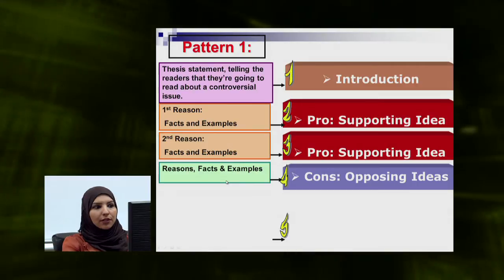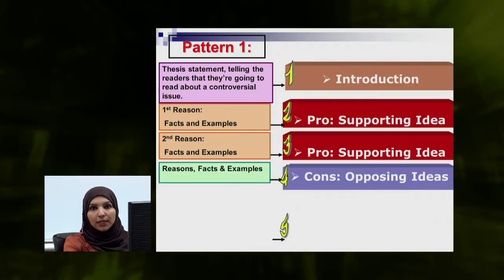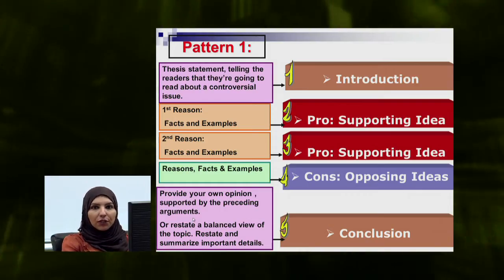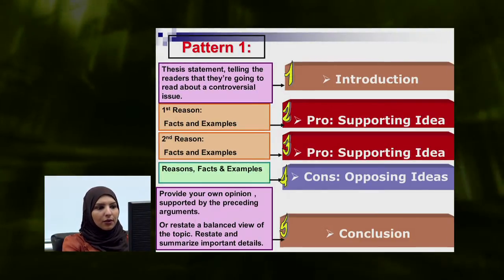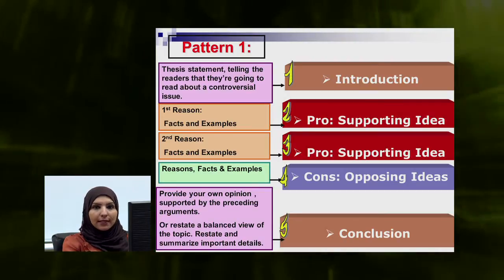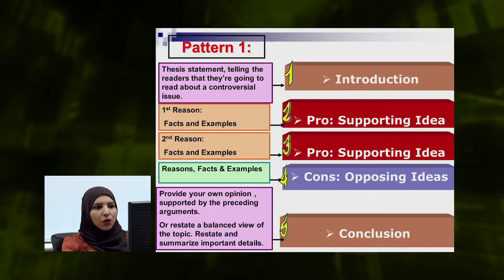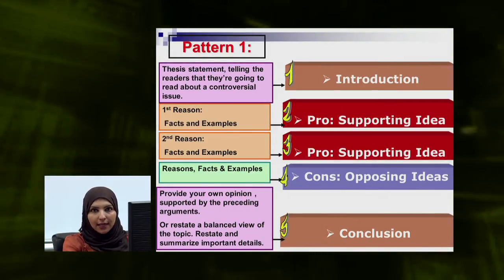And you are going to write reasons, facts, and examples to support these opposing ideas. Finally, in the fifth paragraph, you are going to write your conclusion. And in this conclusion, you should provide your own opinion, supported by preceding arguments, or you are going to restate a balanced view of the topic. And of course, you are going to restate and summarize important details mentioned in the essay.